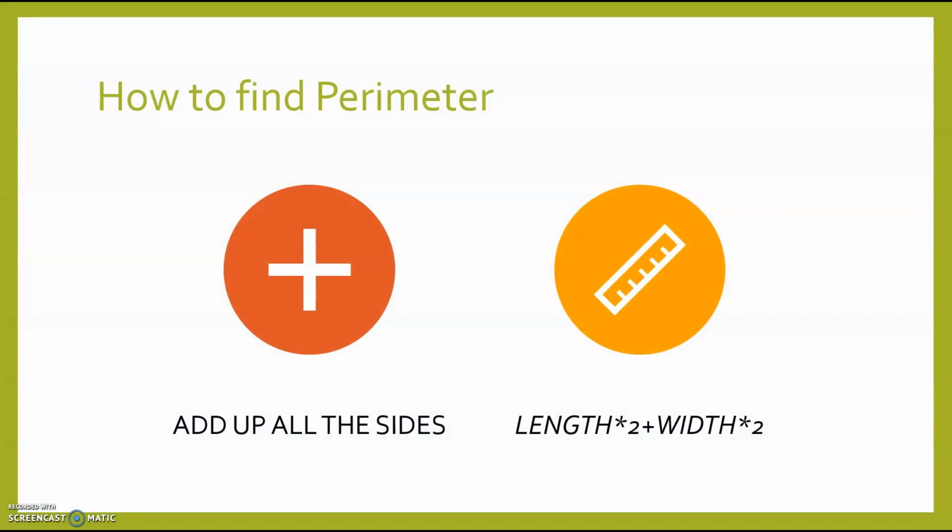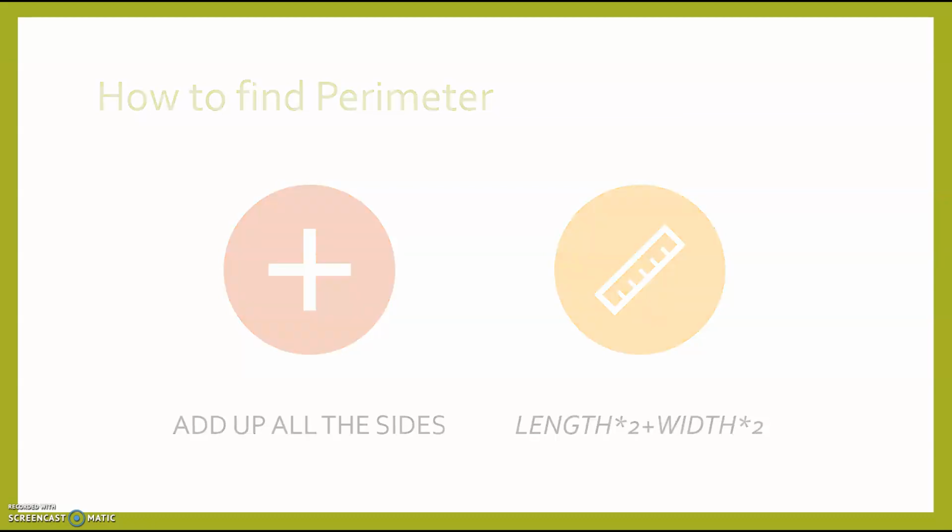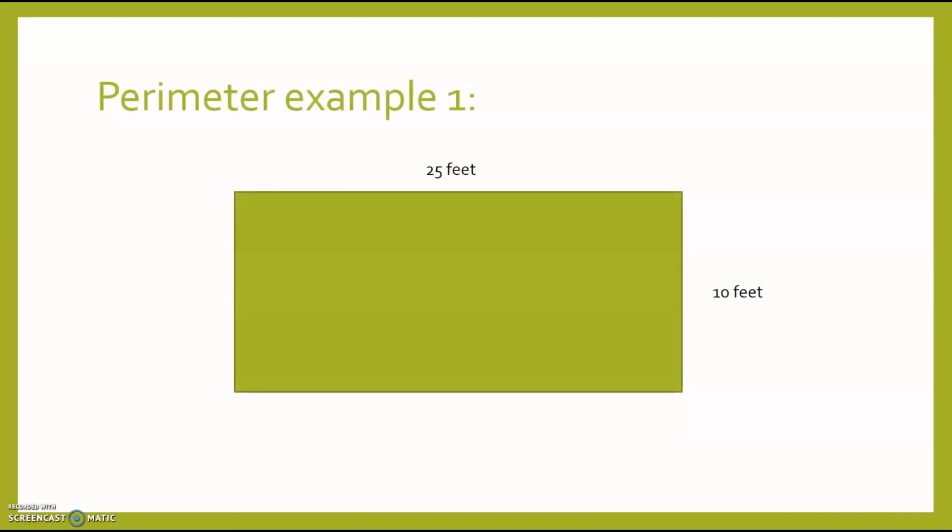Here's how to find perimeter. We're either going to add up the total number of all the sides. This will be the most commonly used method in our classroom. Or you can multiply the length times 2 plus the width times 2. Those will give you the same answers. I have a couple examples to show you.